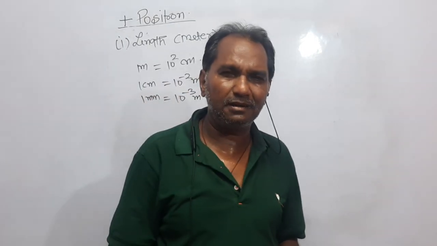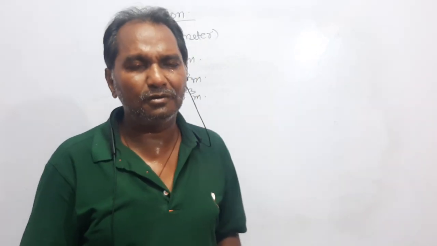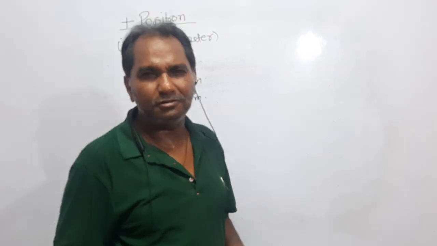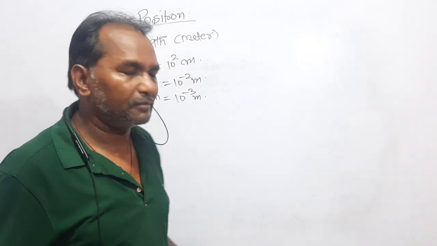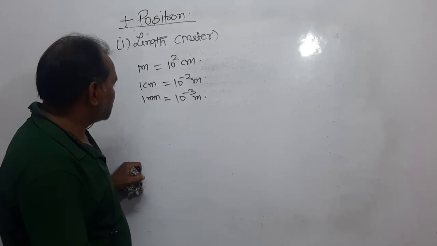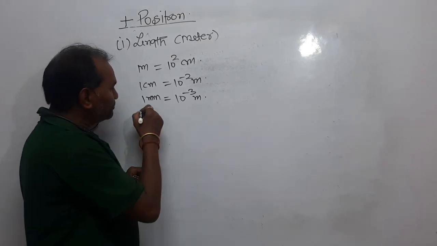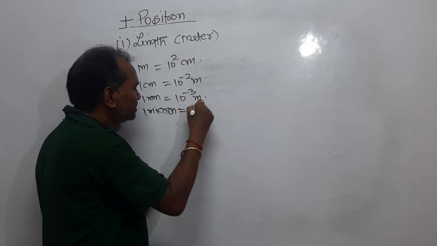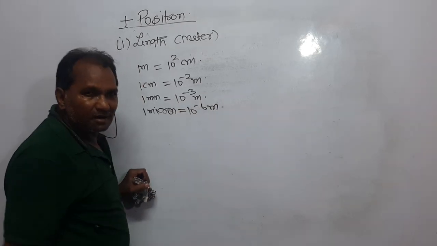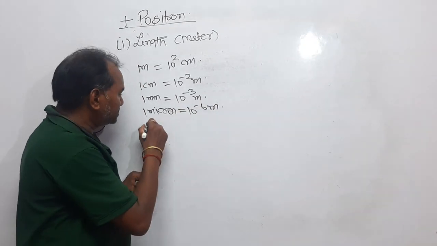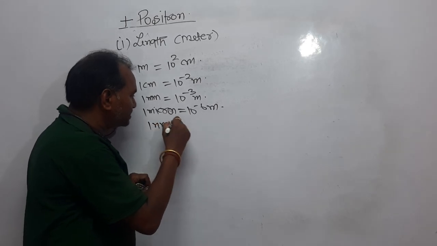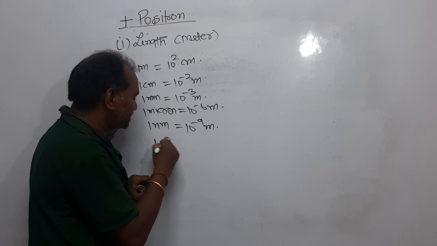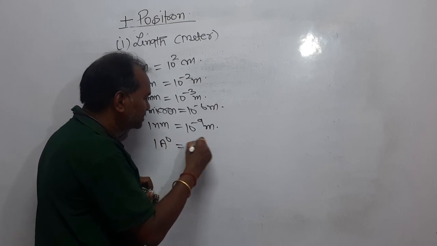If you are a student of physics, you should know the basics of physics, and you should be interested to know everything about it. 1 millimeter is 10 to the power minus 3 meter. 1 micron is 10 to the power minus 6 meter. Then comes 1 nanometer, equal to 10 to the power minus 9 meter. Then comes the angstrom, 10 to the power minus 10 meter.